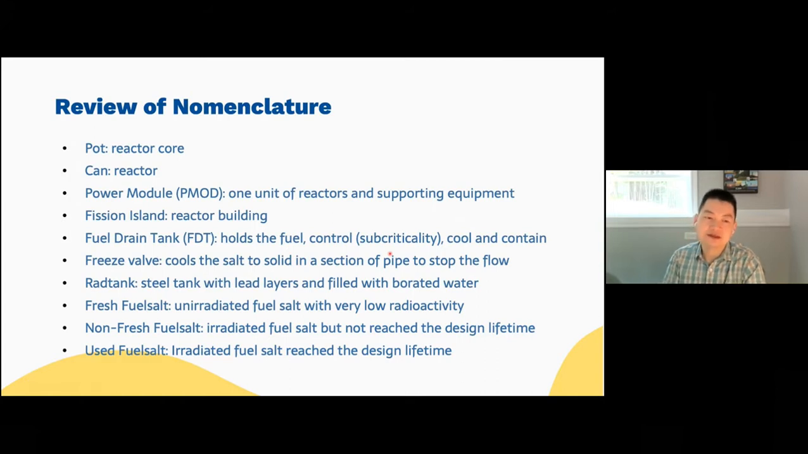So those are some of the definitions we have, and hopefully this will help you understand the following several slides. Okay, let me get to the next one.